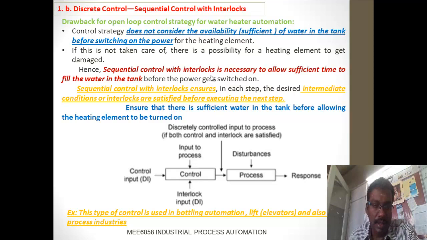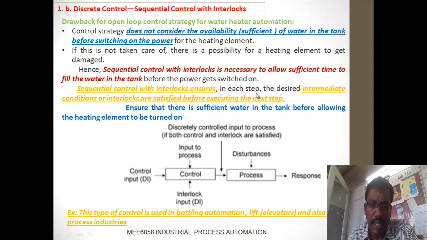Okay. So that's a problem. That's the advantage of the discrete control. What he is saying is that sequential control with interlocks is necessary to allow sufficient time to fill the water in the tank. After that only is it going to heat the water content in the water heater. That's the thing he's saying.